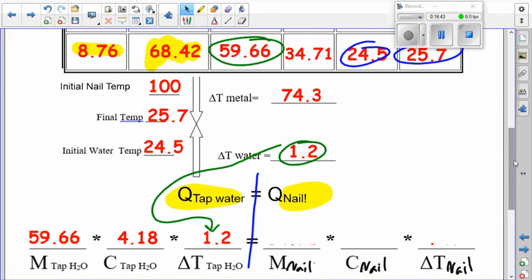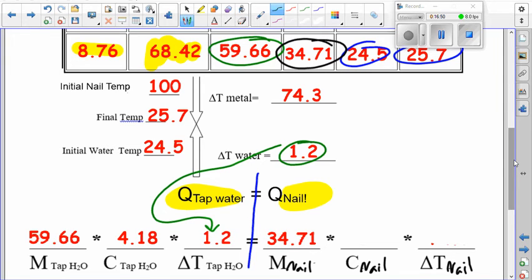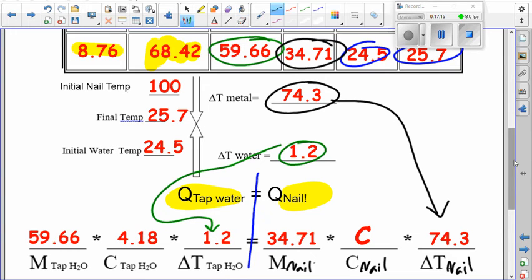3.71, yep. And I'll do the stuff on the right-hand side in black circles. So that's this guy right here, 34.71. What is the C of the nail? We have no idea. That's what we're looking for, so we're just going to leave that as a C. What is the delta T of the nail? So, Jaden, I think you were explaining to someone how to calculate that. What did you get for your delta T of your nail? 74.3. You got it. And that is just this guy right here. That's why we calculated it earlier, so we can be nice and organized.